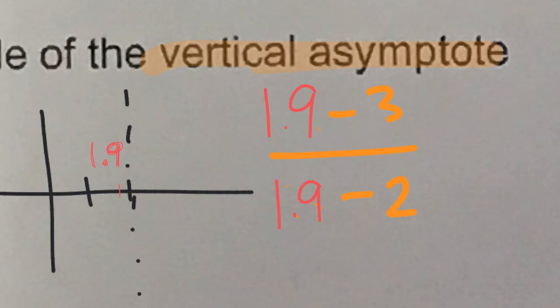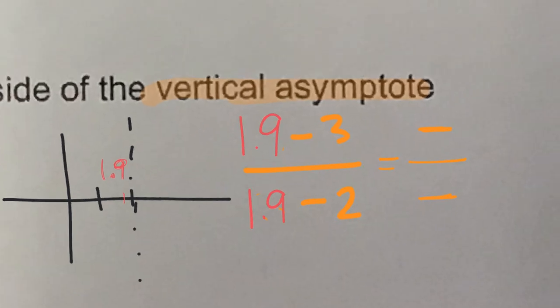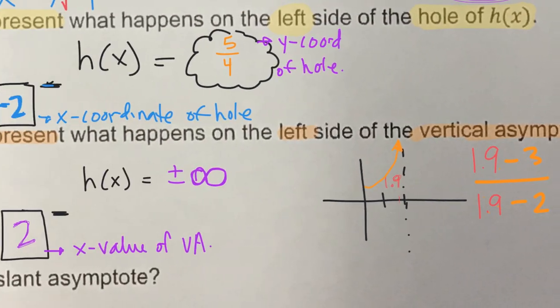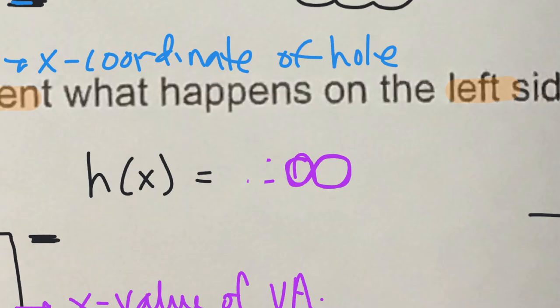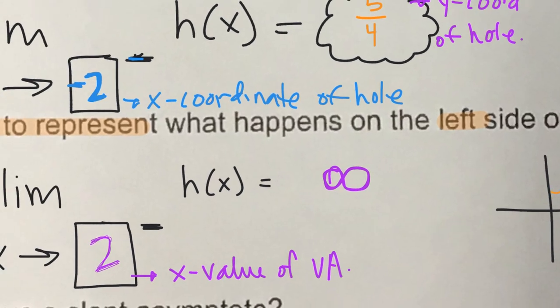Is that a positive number or a negative number? That's a negative number. If I do 1.9 minus 2, is that a positive or a negative? That's a negative. So what's a negative divided by a negative? Always a positive. So my graph is going to go up on the left side of positive 2 because 1.9 gave me a positive value. So I can erase both of these, because I don't need to have a positive in front of an infinity in order for it to be positive.